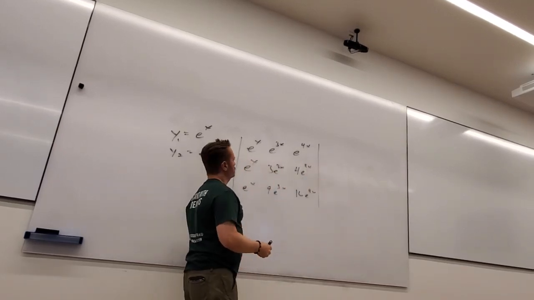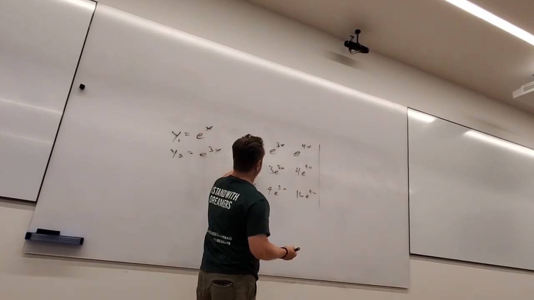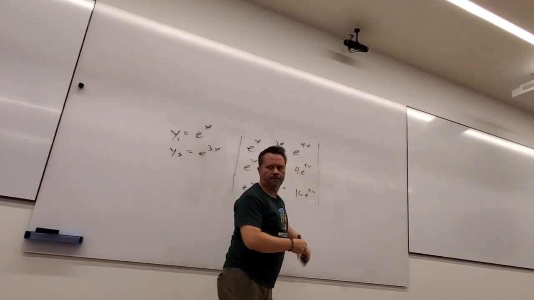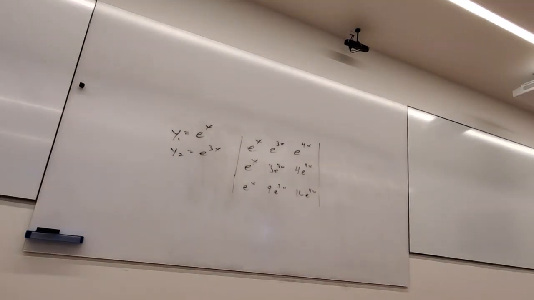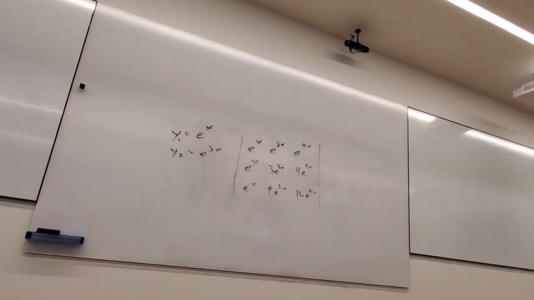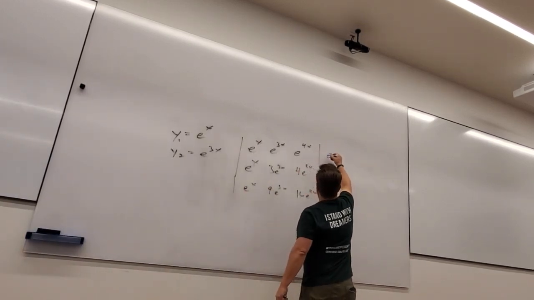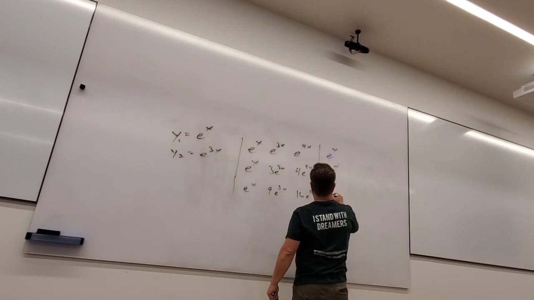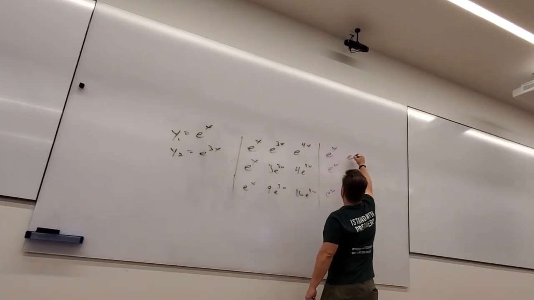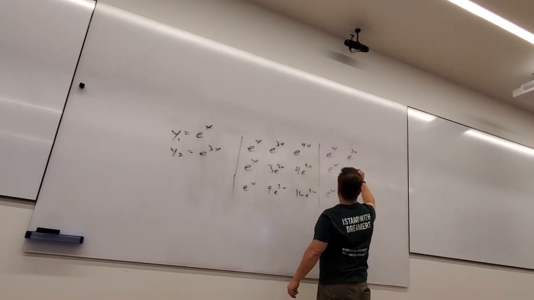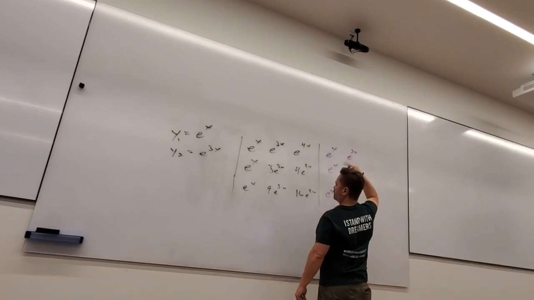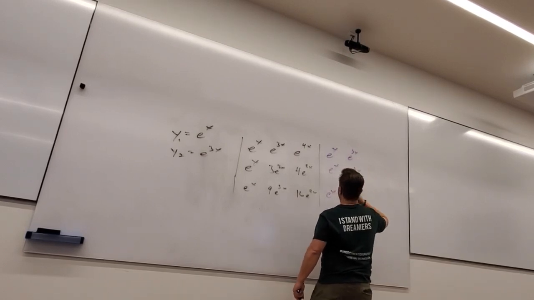So the shortcut is to redo the first and second. Yes, I concur. E to the x, e to the x, e to the x, e to the 3x, 3e to the 3x, and then 9e to the 3x, and then where do I go from here?